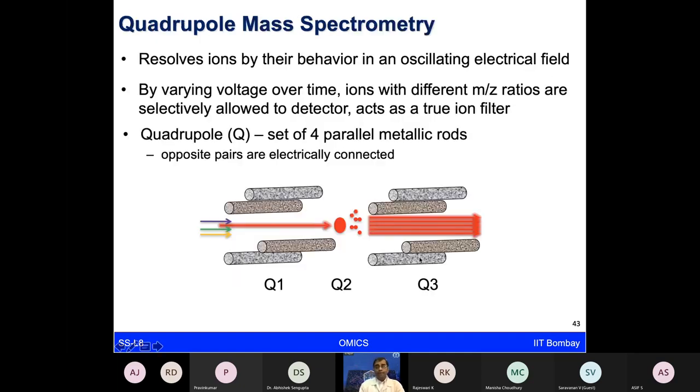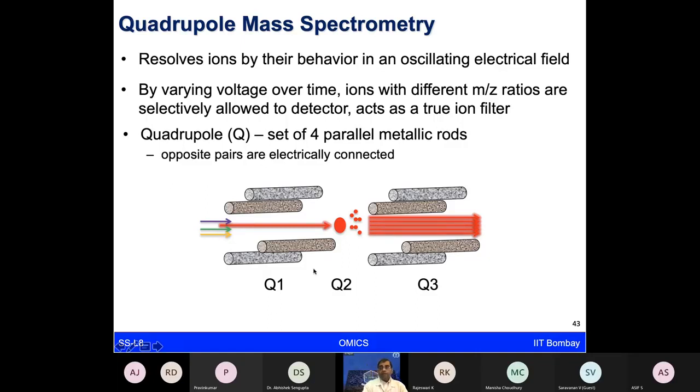Another type of mass spectrometer is based on the quadrupole technology, quadrupole mass spectrometers. Here you have a set of parallel metallic rods, and ions are going to be resolved based on the oscillating electric field. So you change the voltage, and by varying the voltage over time, you are going to separate ions based on mass-to-charge ratios.